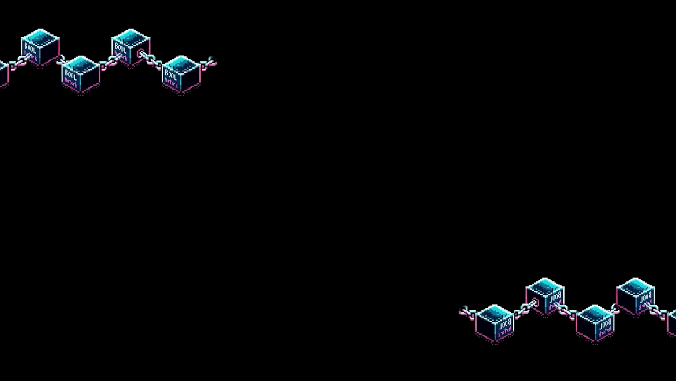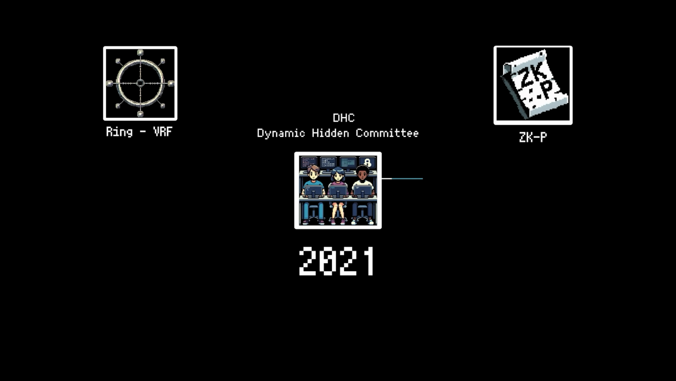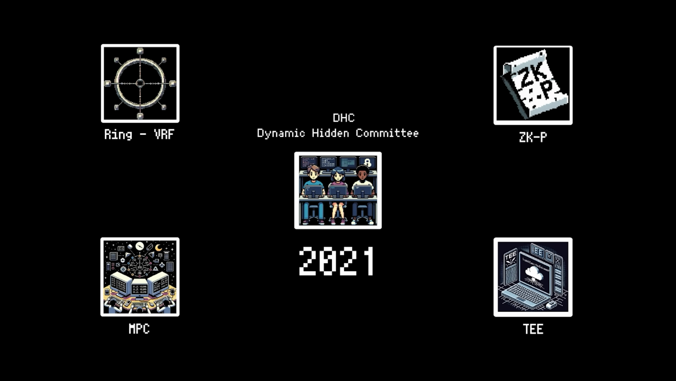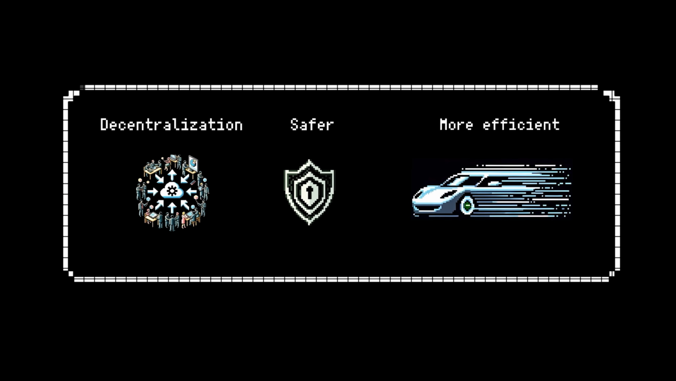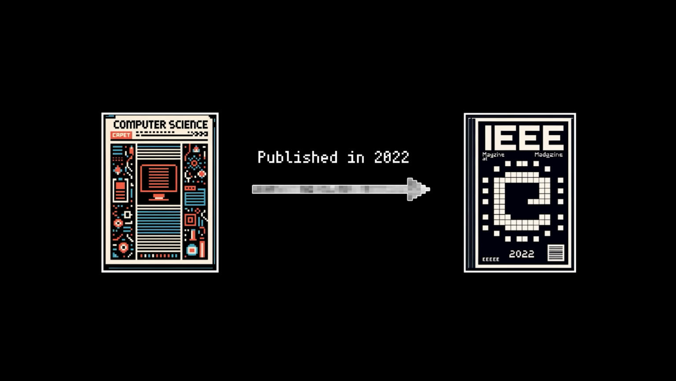In Bool Network, the Dynamic Hidden Committee plays a pivotal role. Initially proposed by Bool's cryptography team in 2021, this concept integrates ring-verifiable random function, zero-knowledge proof, multi-party computation, and trusted execution environment technologies. It aims to deliver a more efficient signature verification scheme while maintaining decentralized security. This innovative technology's academic paper was published in IEEE Transactions on Information Forensics and Security later in 2022.